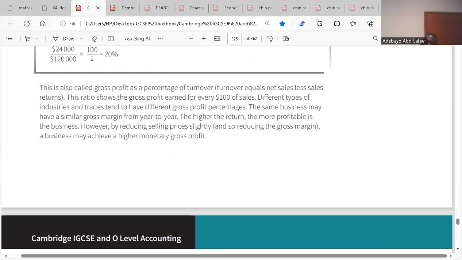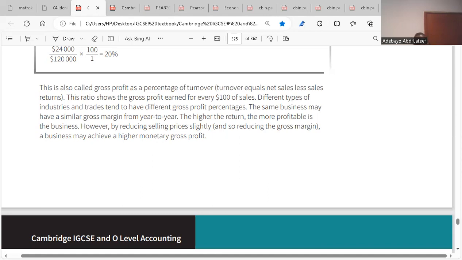So first, let's talk about return on capital employed. The formula is the profit for the year before interest, divided by capital employed, multiplied by 100. That's return on capital employed.